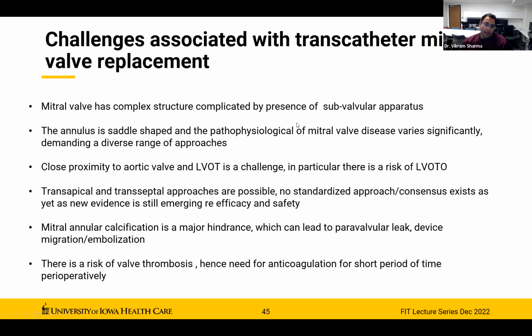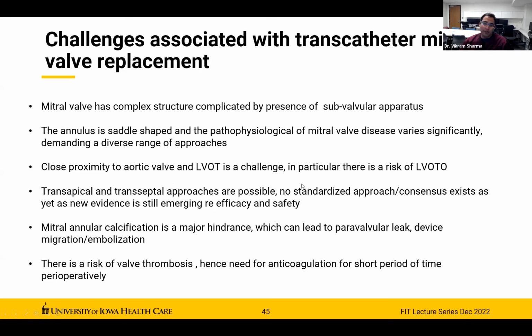So there are several challenges associated with the transcatheter mitral valve replacement. The mitral valve has a complex structure, and that's made more complex by the presence of a complicated subvalvular apparatus. We talked earlier how the annulus is saddle-shaped, and there is really a wide variety of mitral valve pathologies. So these demand a diverse range of approaches to treat. There is a close proximity to the aortic valve and the left ventricular outflow tract. This is a challenge, in particular.